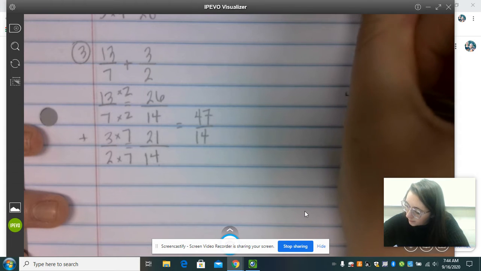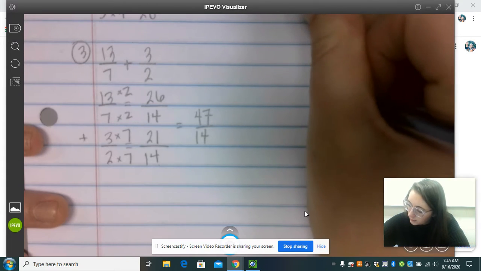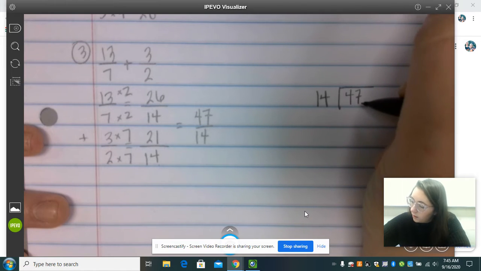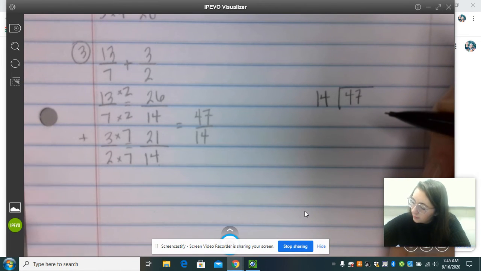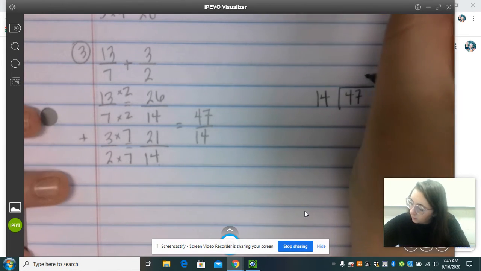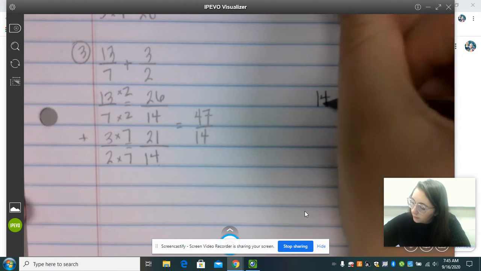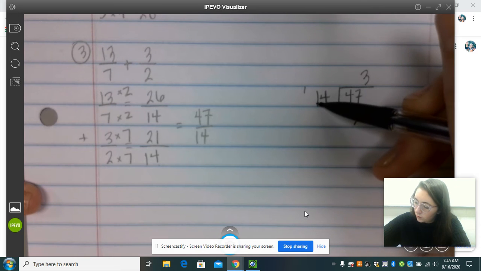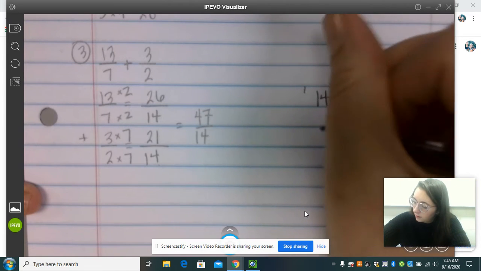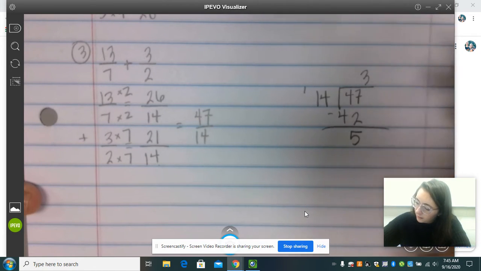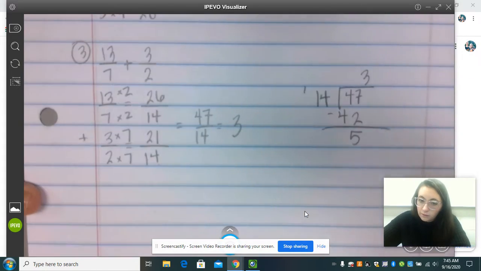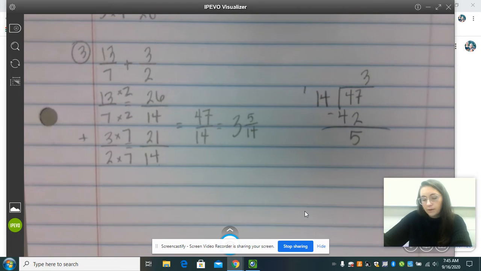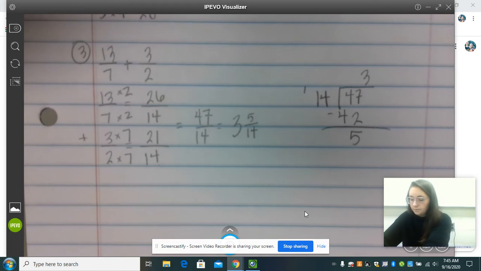So this is 47 divided by 14. Okay, fraction bars are just division bars. Oh, I know 14 will go 2 times. Let's see. Let's try 3. 3 times 4 is 12. Carry my 1. 3 times the 1 plus 1 is 4. All right, and we've got 5. So that's 5 left over. So this is going to be 3 5/14 there. Okay. All right.